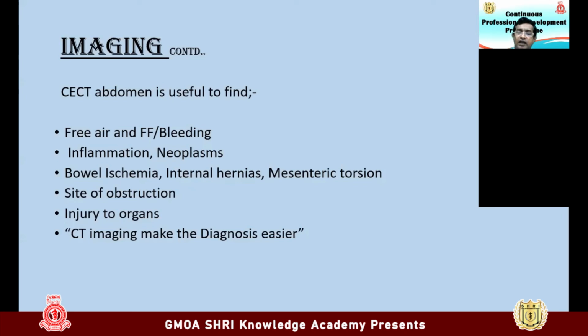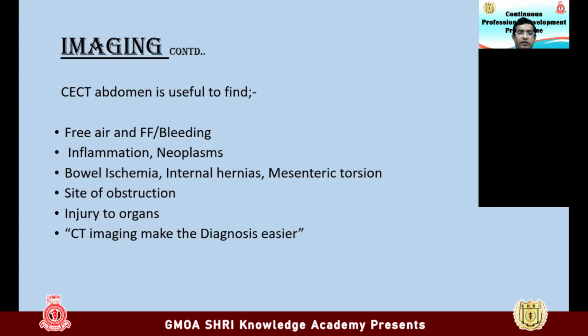Sometimes you will see fat stranding in areas of inflammation. You will see neoplasms with perforation, with spread as well. And you will see ischemia in contrast and angiographic studies. And you will see sometimes internal hernias. I have come across one or two patients who came with internal hernias and mesenteric torsions.